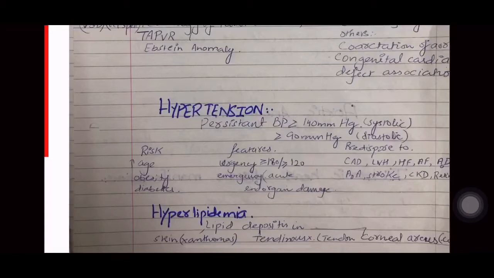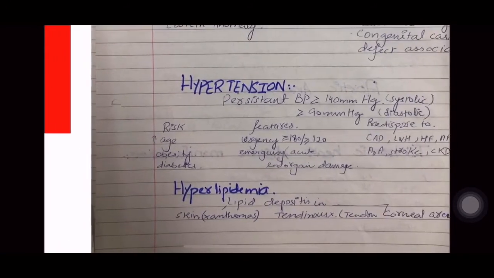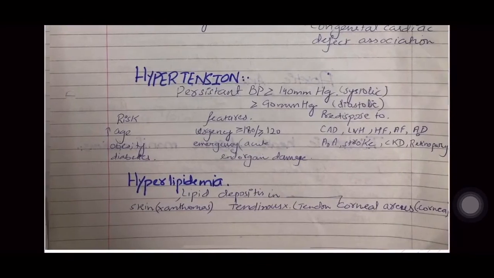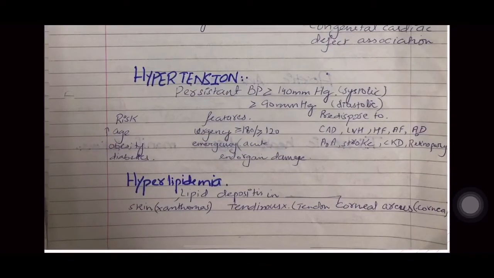Next, we have hyperlipidemia signs. In hyperlipidemia signs, we have xanthomas. Xanthomas are related to skin. These are plaques or nodules composed of lipid-laden histiocytes on skin. And then we have tendinous xanthomas. In tendinous xanthomas, lipid deposits are in tendons. And then we have corneal arcus. In corneal arcus, lipid deposits are in cornea.